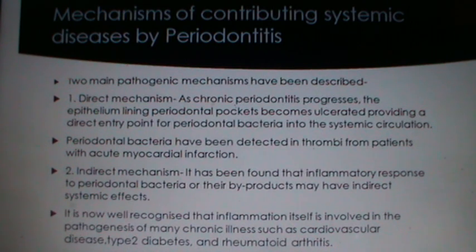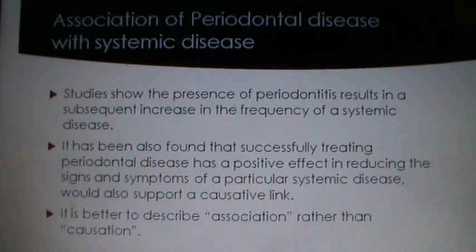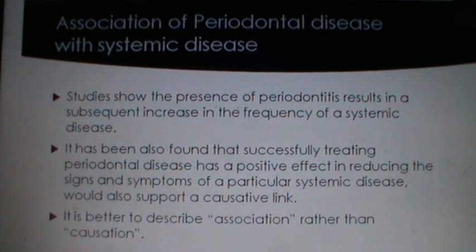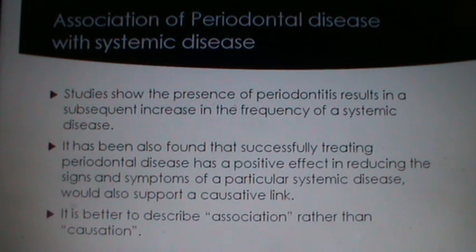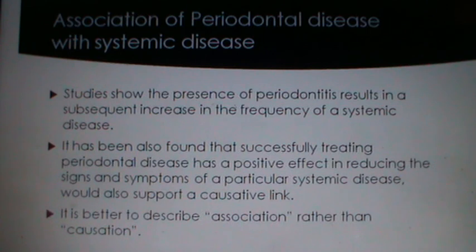It is now well recognized that inflammation itself is involved in the pathogenesis of many chronic illnesses such as cardiovascular disease, type 2 diabetes, and rheumatoid arthritis. Studies on the association of periodontal disease with systemic disease show that the presence of periodontitis results in some systemic diseases, and if successfully treating periodontal disease has a positive effect in reducing the signs and symptoms of a particular systemic disease, it would also support a causative link.